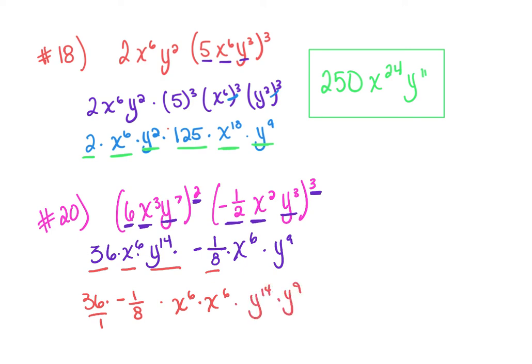All right. Here I can cross cancel, right? 8 and 36. What can I take out of both of those? What goes into 8 and into 36? A 4. Yes, you're right. 2 and 9. And it's a negative times a positive. So that's going to be negative 9/2.